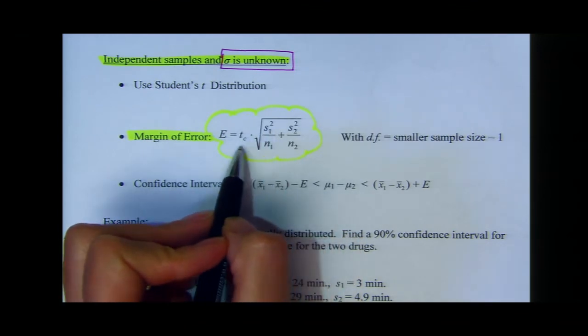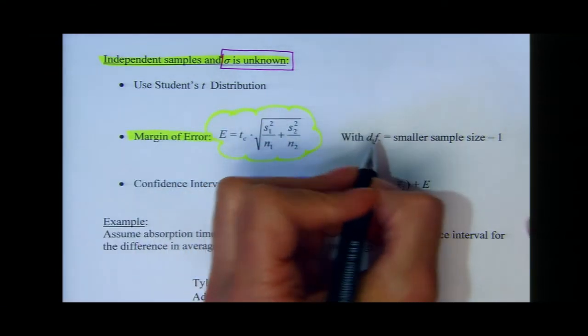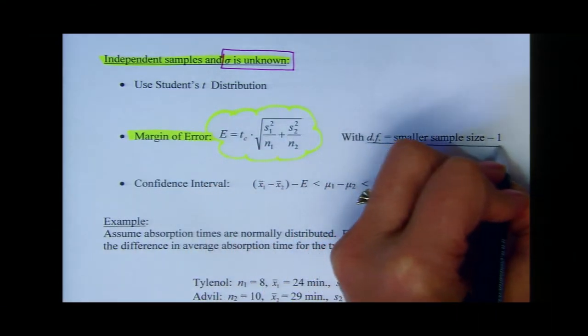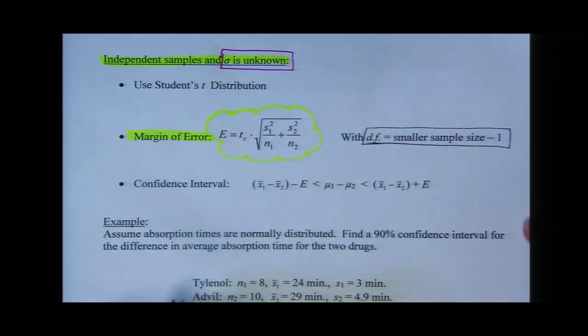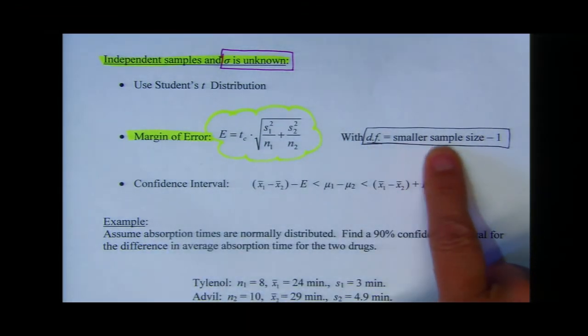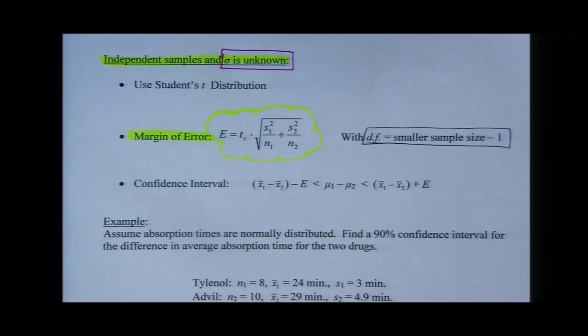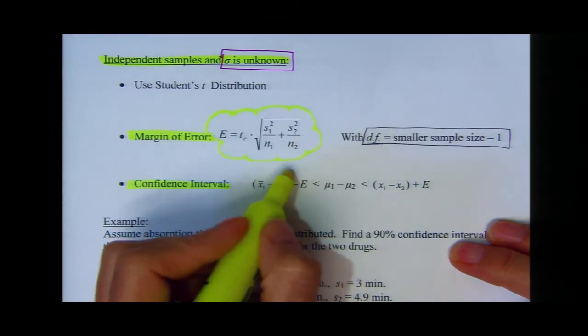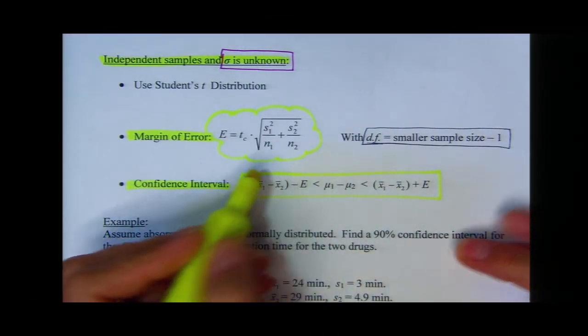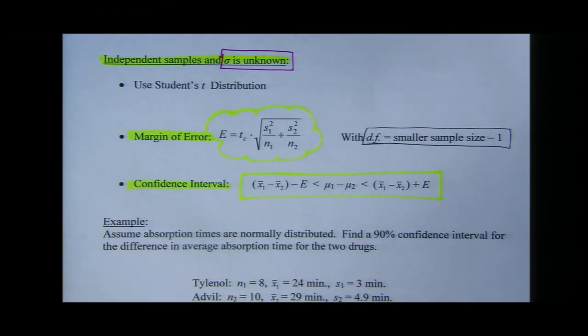If we're using the student's t distribution, then we have to consider the df. The df is n minus 1, but we have two n's. So you'll always use the smaller sample size minus 1. You don't find two df's, you just find one. Then your confidence interval is calculated the way we just calculated it on the last example. So let's take a look here.